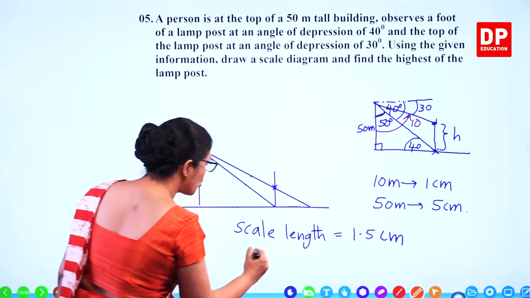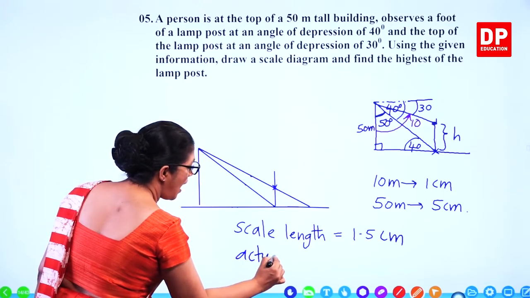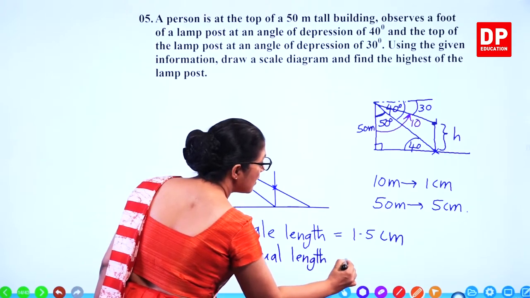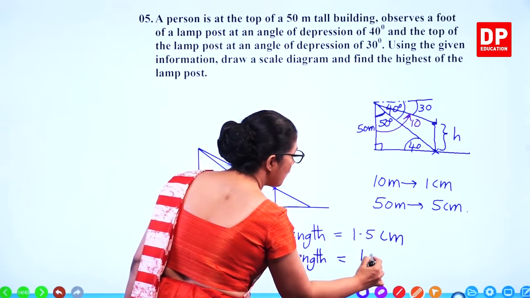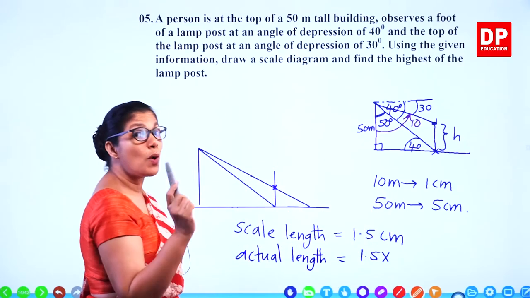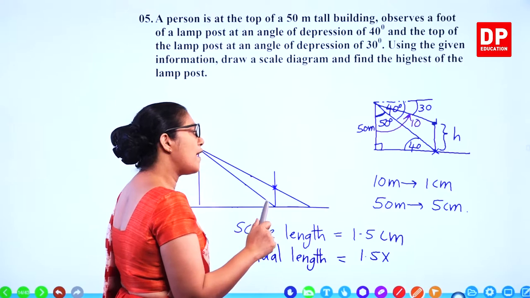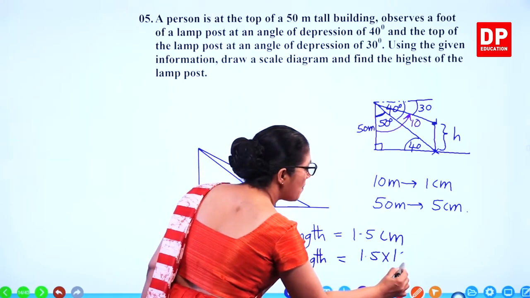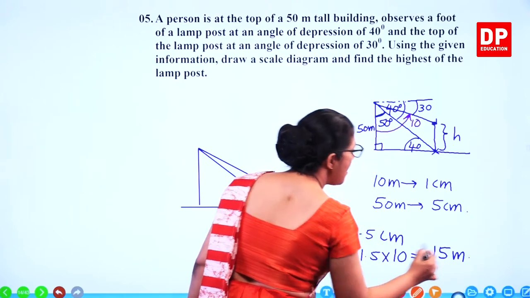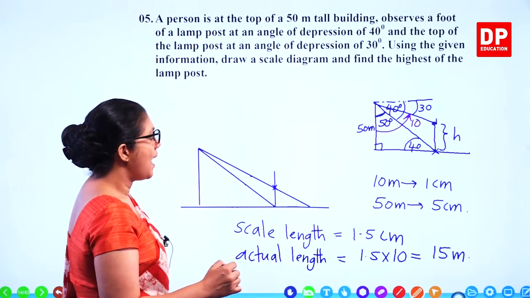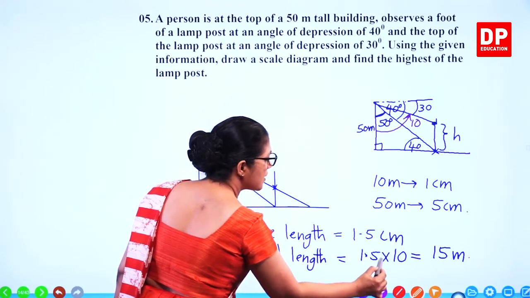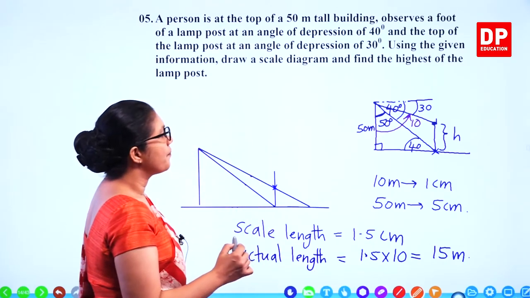So what's the actual length? Actual length becomes 1.5 multiplied by 10 meters, 1 centimeter. 1.5 centimeters, that's multiplied by 10. 15 meters is the height of the lamp post. So move one place to the right, the decimal point.